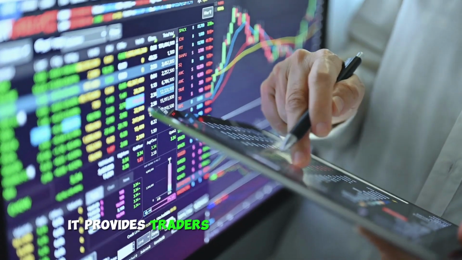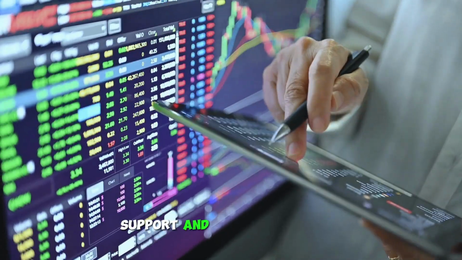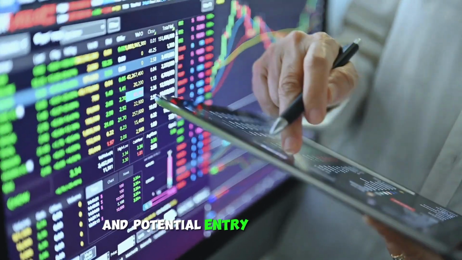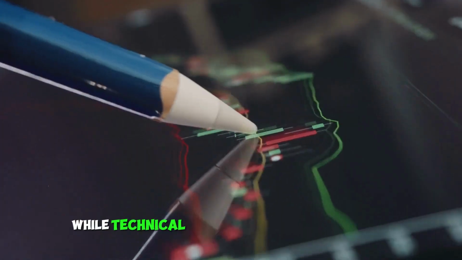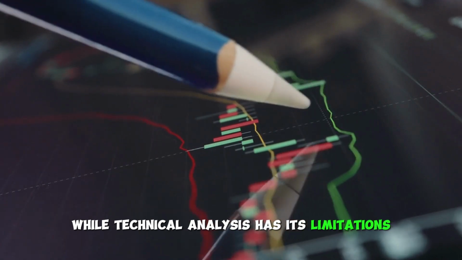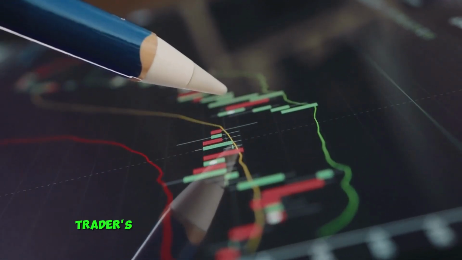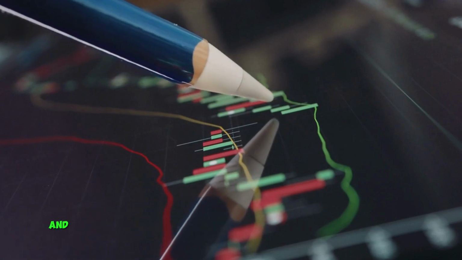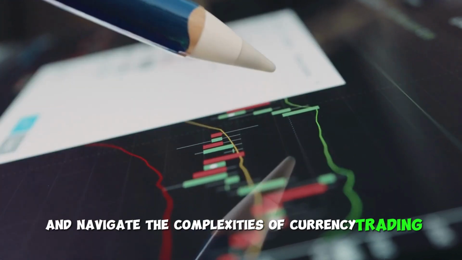Conclusion. In conclusion, technical analysis is a powerful tool for analyzing and interpreting price movements in the Forex market. It provides traders with insights into trends, support and resistance levels, and potential entry and exit points. While technical analysis has its limitations, when used effectively, it can enhance a trader's ability to make informed decisions and navigate the complexities of currency trading.